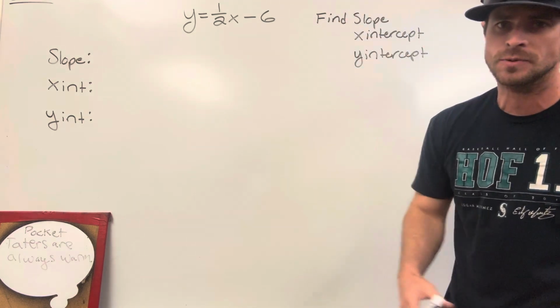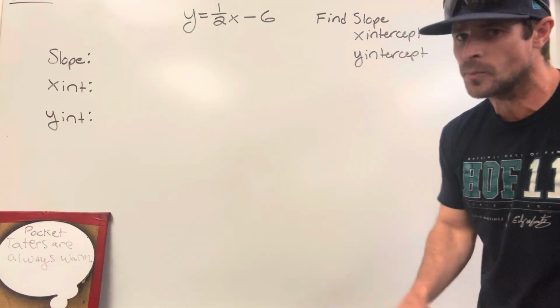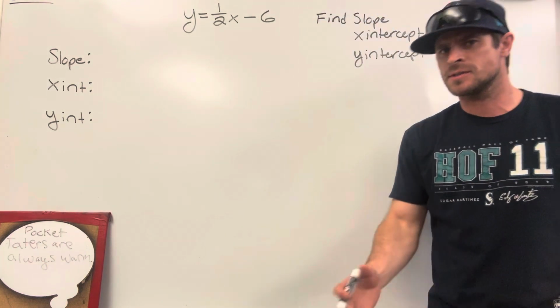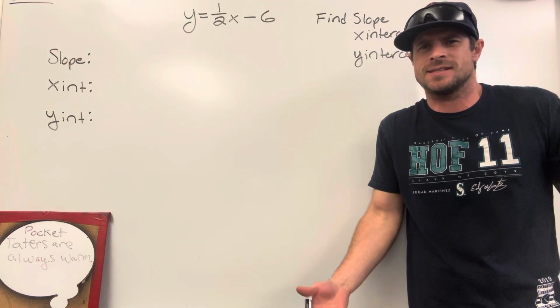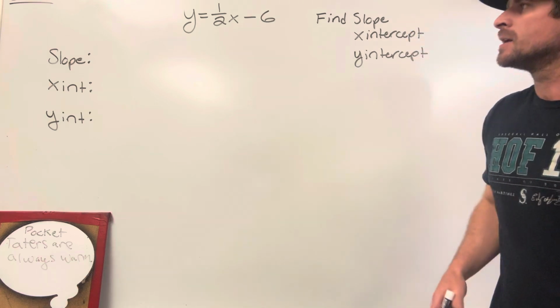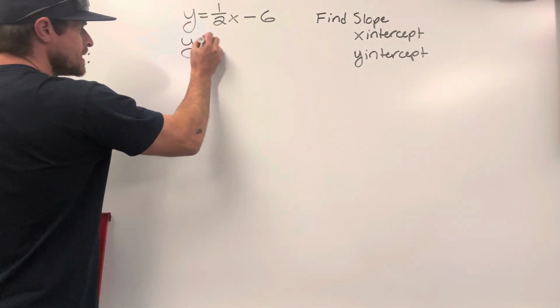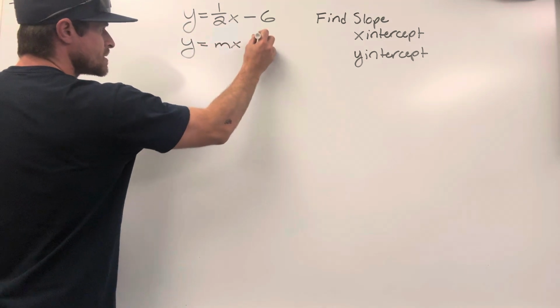I did this question with my students and they had some struggles. They had no problem finding slope. They had no problem finding y-intercept. But there was some confusion on, well, how am I supposed to get the x-intercept? So first and foremost, let's talk about what slope-intercept form is. That's y = mx + b.